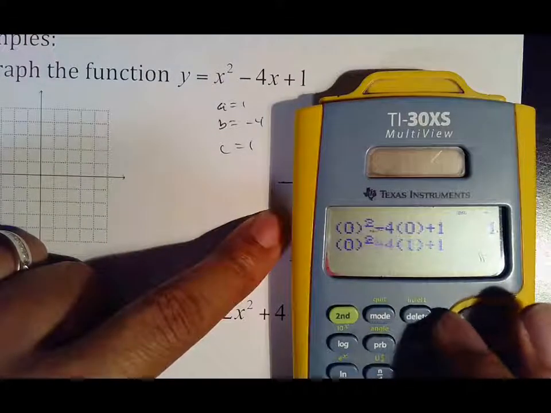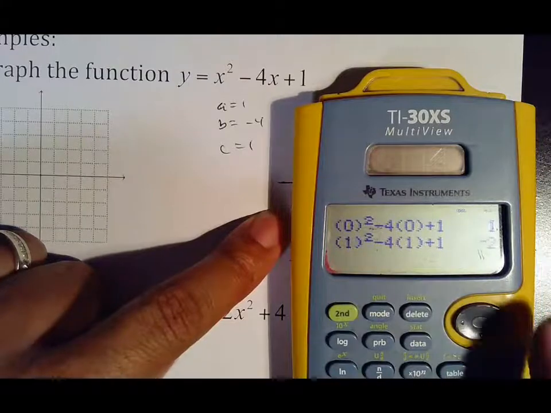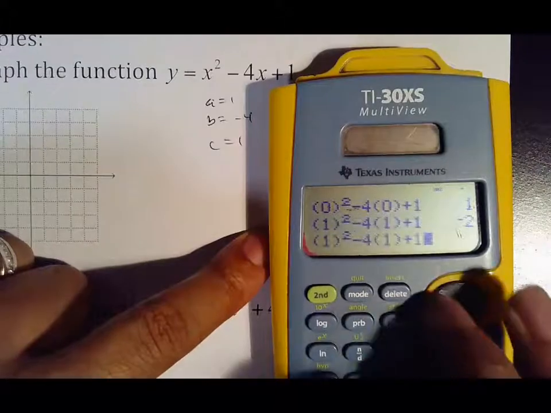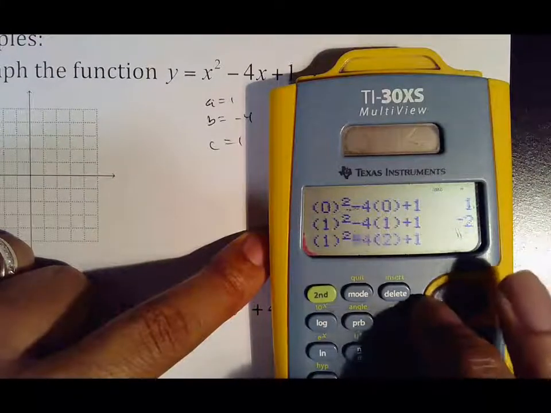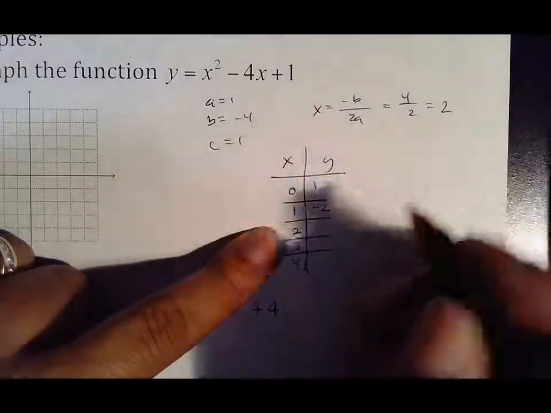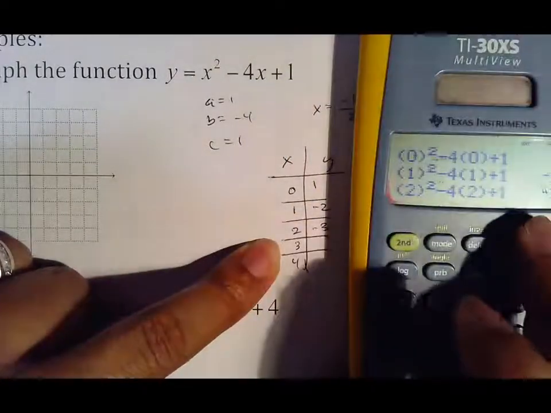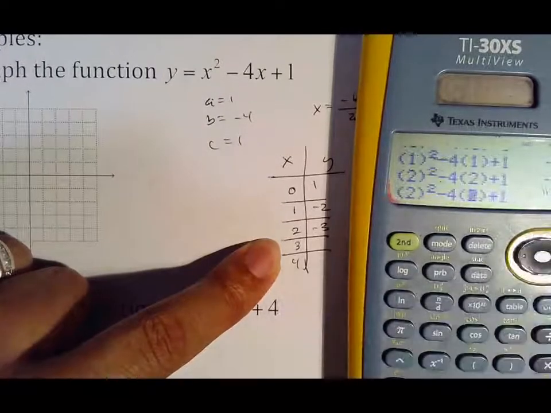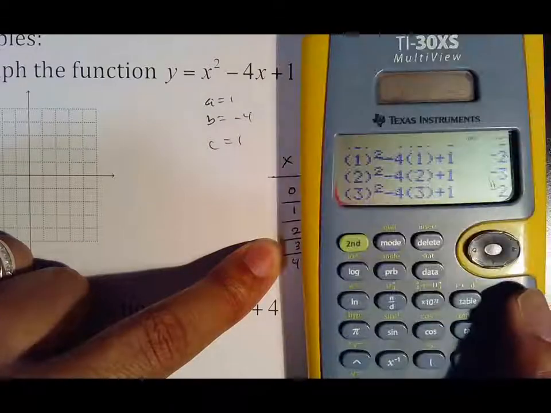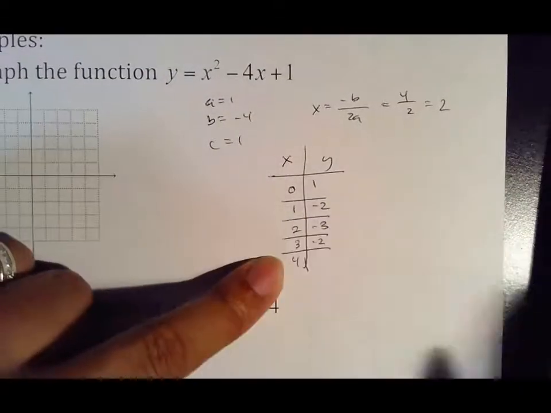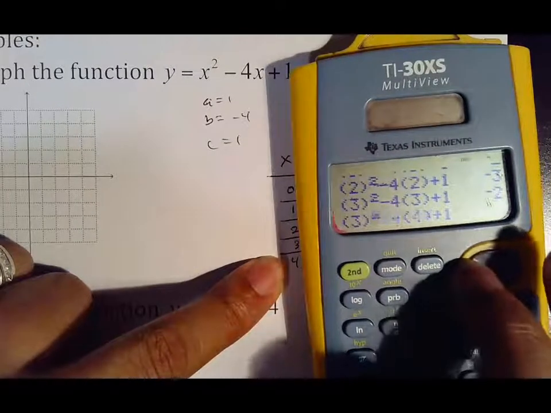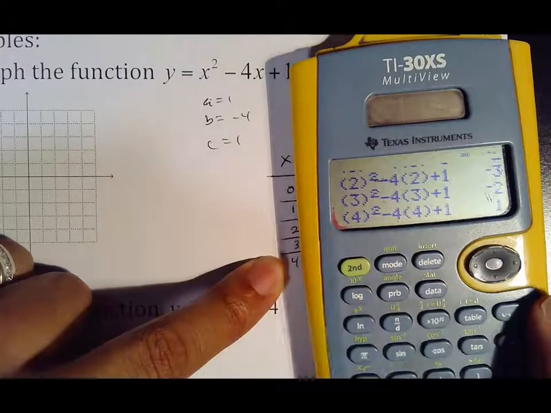So turn those into 1s. You get the answer of negative 2. Turn those 1s into 2s. You get the answer of, looks like negative 3. Turn those 2s into 3s. And again, this saves you at least some time in terms of programming it. We get negative 2. And then turn those 3s into 4s, and you get the answer of 1.